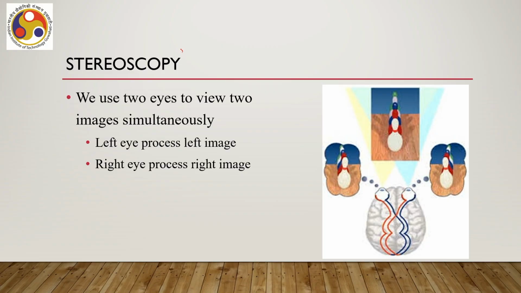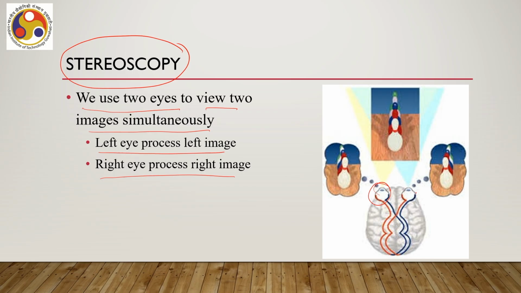This brings us to the related concept of stereoscopy. We use two eyes to view two images simultaneously, some part of which may be overlapping due to the common region in our field of view. The left eye processes the left image, the right eye processes the right image. So, this is the left eye, this is the right eye; suppose the left eye sees this one, the right eye sees this one. There is a common part which both eyes see and some part which only one eye sees. In this context, maybe this part is seen only by the right eye, whereas this part is seen only by the left eye.